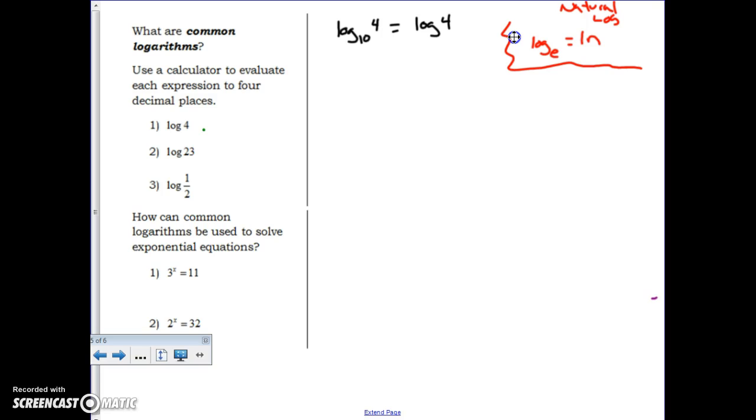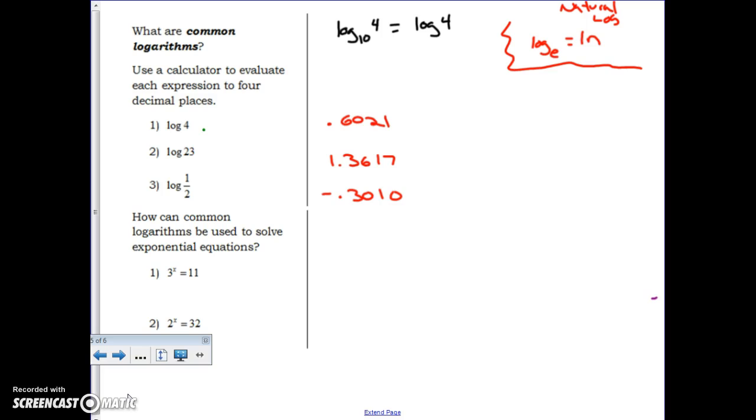On these, you're simply going to hit the log button, which is on the very left side of your calculator next to the number 7. Hit that log button and then type in the number, like log 4, close the parentheses and hit enter. For log 4, you should get 0.6021. Log 23, you should get 1.3617. And log 1/2, you should get negative 0.3010.